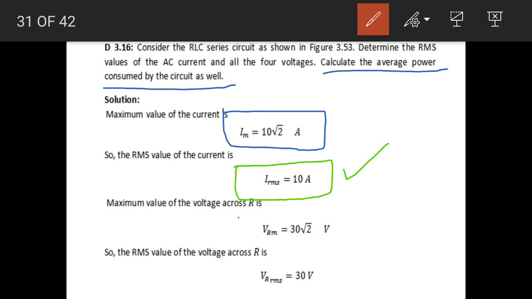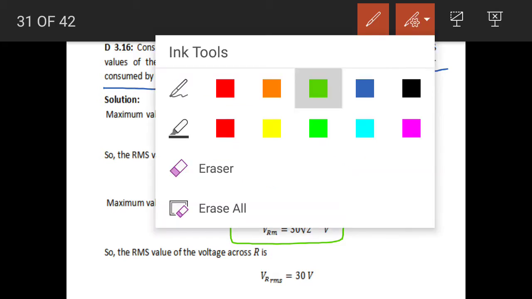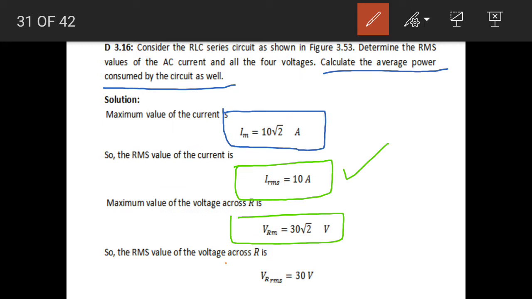This is the maximum voltage across the resistor in the previous example. We divide this voltage by under root 2 and we obtain the RMS value of the voltage across the resistor. If we connect an AC voltmeter across the resistor, the AC voltmeter will read 30 volts.